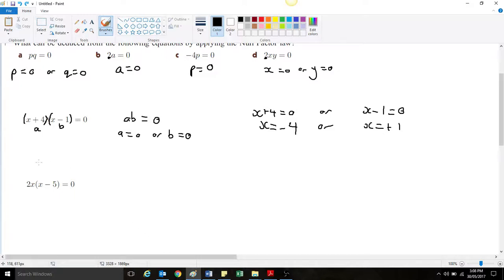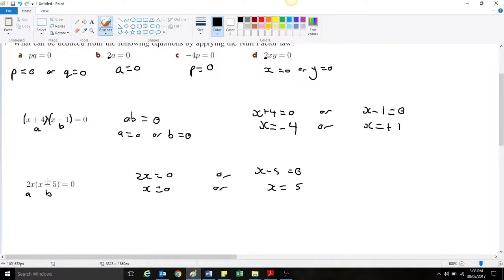Okay, so if we look at our last example down here, we have A times B equals 0. It means 2x equals 0, or x - 5 equals 0. If 2x equals 0, it follows that x equals 0. Or if x - 5 equals 0, it follows x equals 5. So the two solutions to this equation we can see are 0 and 5.